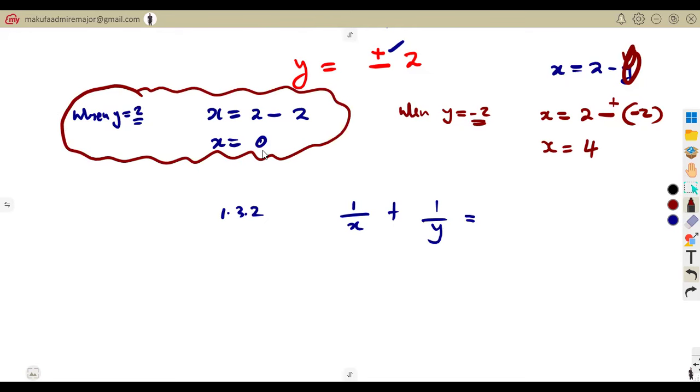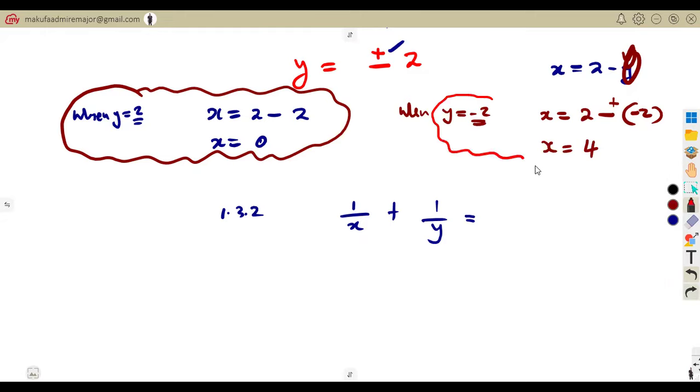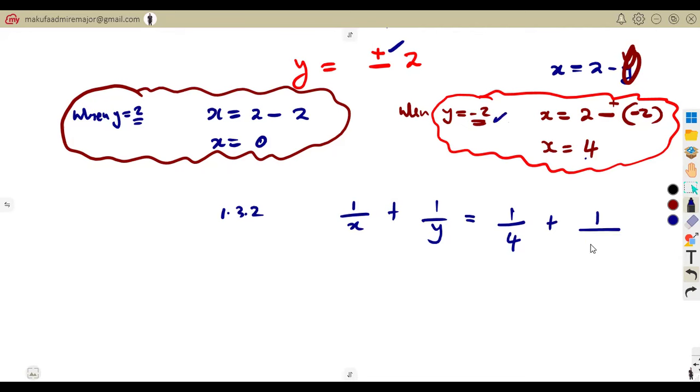x gave us a 0. But look, if you substitute a 0 here, we cannot, remember the denominator cannot be equal to 0. So meaning to say this cannot work, the first combination. We move on to the second combination. Remember, when y is 2, x is what? x is 4. So this is a proper combination. The denominator can be 4, can be a whole number, but the denominator cannot be a 0. Remember, guys, we've been talking about this. So it's going to be 1 over x, which is 1 over 4, plus 1 over y, which is, our y is what? Minus 2.